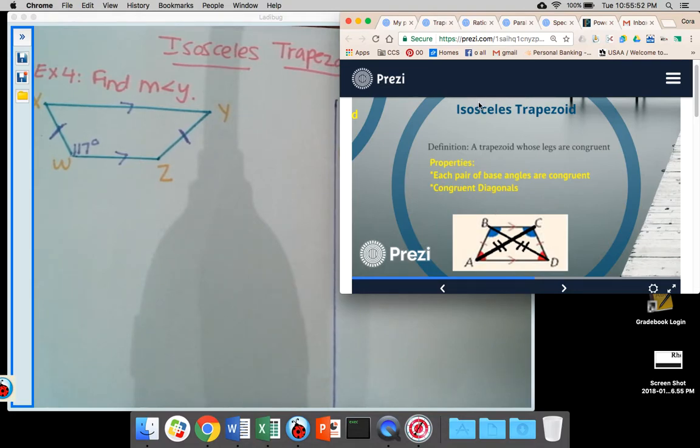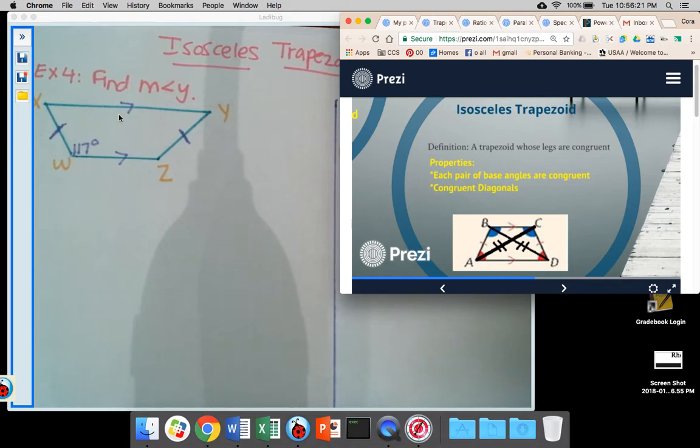Alright, so again, an isosceles trapezoid is a trapezoid whose legs are congruent. And the properties: each pair of base angles are congruent. So the two angles that share a common base, which are the parallel sides, will be congruent. Like B and C are congruent, as well as A and D. And also, our diagonals are going to be congruent. So those are all some nifty things that we can use to help us solve.